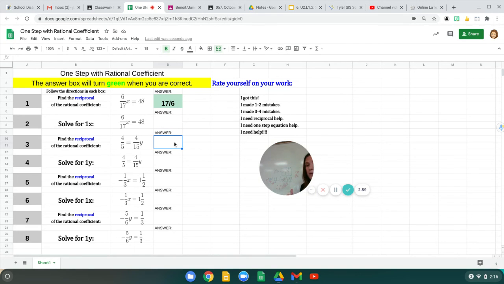Do the reciprocal of the rational coefficient, actually solve and type the answer. Reciprocal of rational coefficient, solve and type the answer.